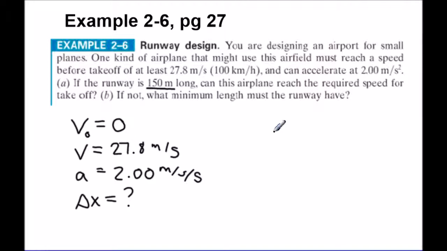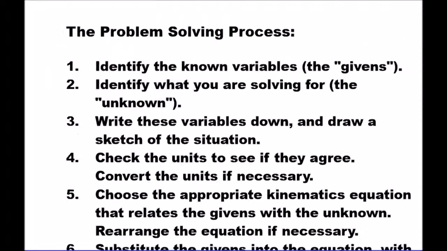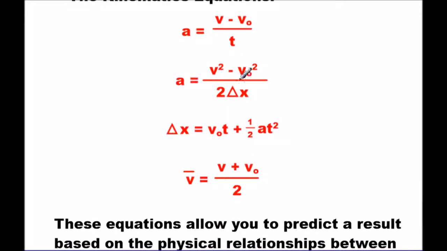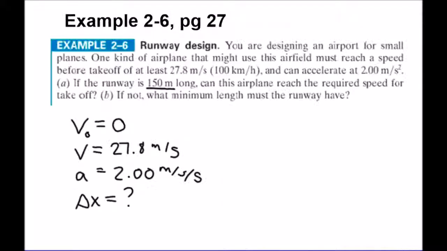I'm going to look at the kinematics equation from the previous page. That is this one right here. That's the kinematics equation that I'm going to use. It's not rearranged for displacement right now, but it has all the variables in it. I'm relating acceleration, final velocity, initial velocity, and displacement. So the equation is that acceleration is equal to final velocity squared minus initial velocity squared, divided by 2 times the displacement.